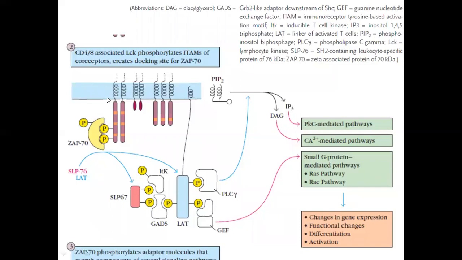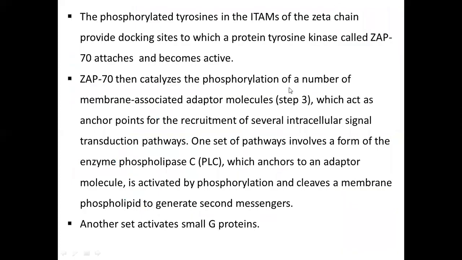That creates what is known as a docking site for ZAP70, which means zeta-associated protein of 70. So ZAP70 binds here and undergoes phosphorylation, and this phosphorylation activates a number of proteins. ZAP70 phosphorylates the associated adapter molecules. Phosphorylation of a number of membrane-associated adapter molecules acts as anchor points for the recruitment of several intracellular signal transduction pathways.